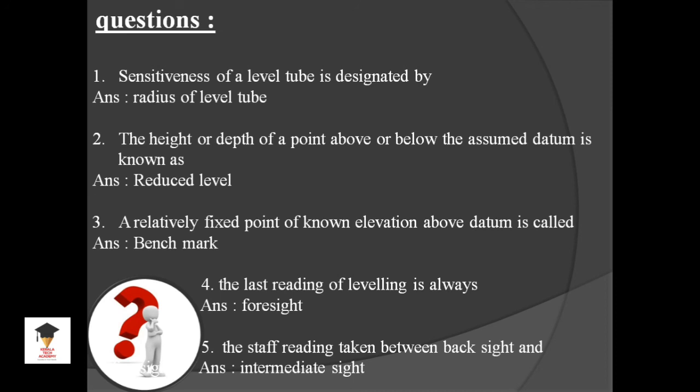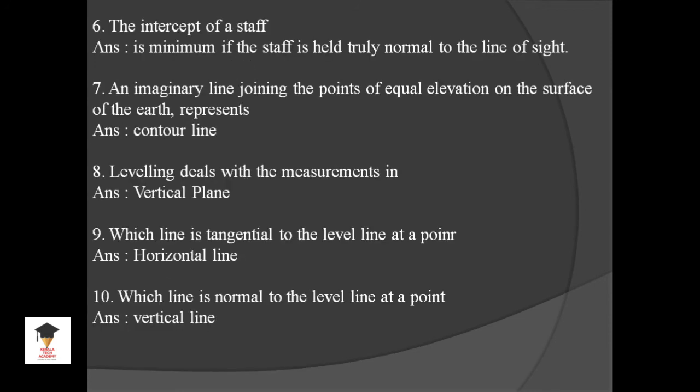The first one, the sensitiveness of a level tube is designated by the radius of the tube. The height or depth of a point above or below the assumed datum is known as reduced level. A relatively fixed point of known elevation above datum is called a benchmark. The last reading of leveling is always a foresight. The reading taken between the backsight and foresight is known as an intermediate sight.